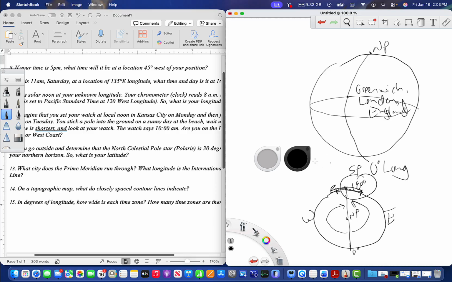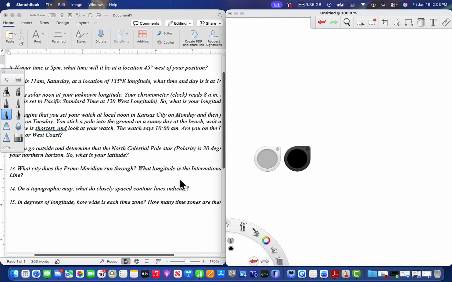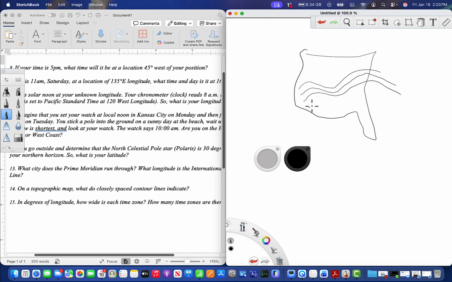All right, a couple more questions. Number 14, on a topographic map, what do closely spaced contour lines indicate? So let's say that we've got a map, and we'll take a look at the United States, and let's say that we've got this contour line here, and another contour line here, and here's another one, and here's another one. Let's say that these contours are 4 feet apart. So this would be 4 feet of elevation. Here's another 4 feet, so this would be 8 feet of elevation. This is 12 feet of elevation, and this is 16 feet of elevation. So each contour line represents elevation on a map.